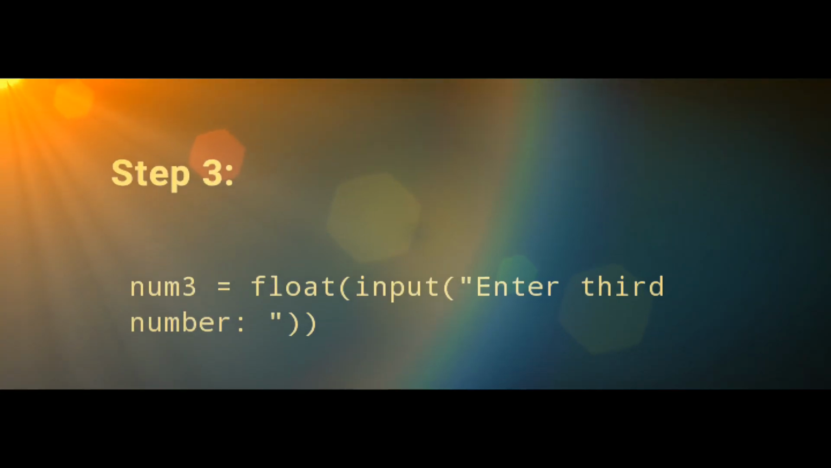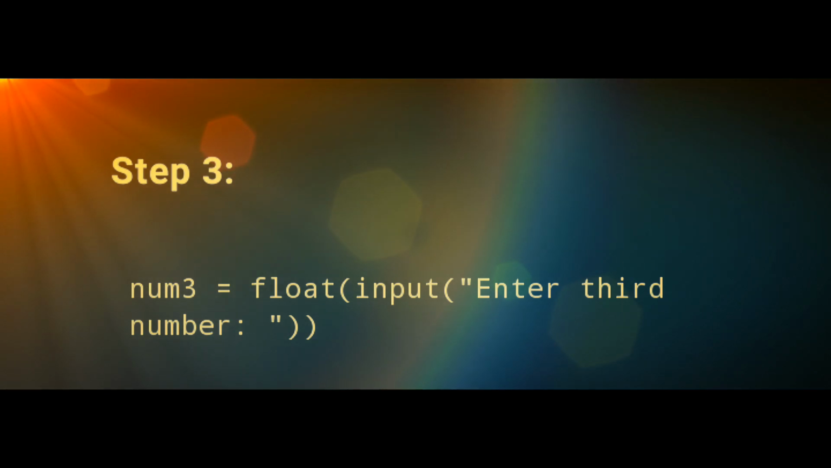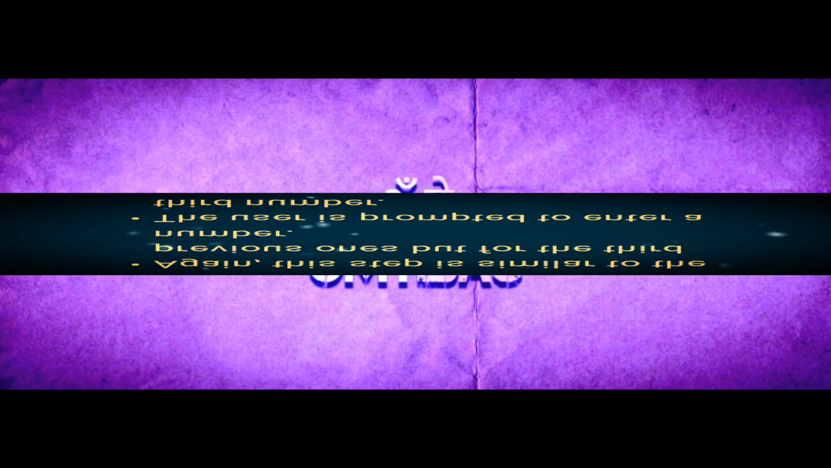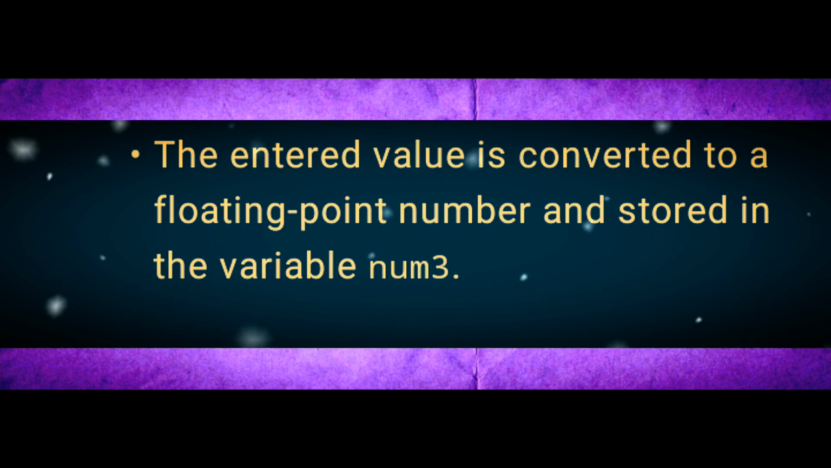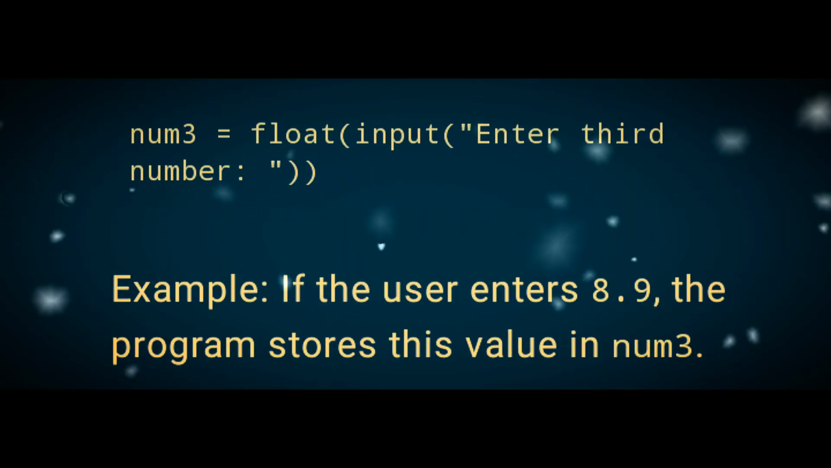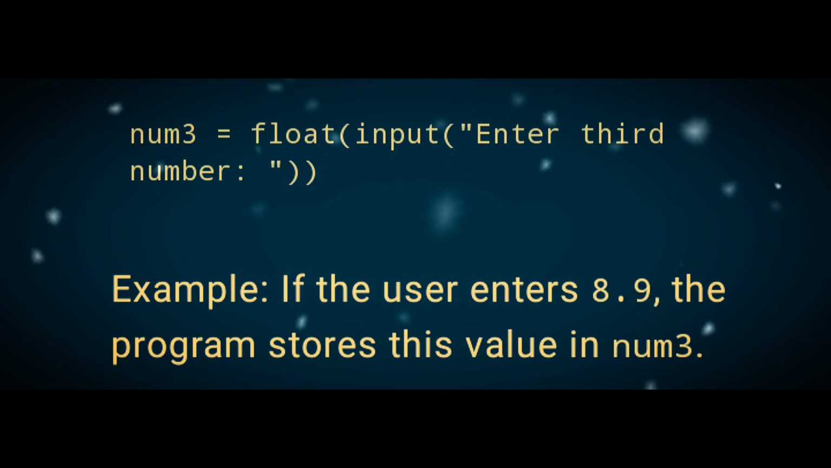Step 3: num_3 = float(input("Enter third number: ")). Again, this step is similar to the previous ones but for the third number. The user is prompted to enter a third number. The entered value is converted to a floating point number and stored in the variable num_3. Example: if the user enters 8.9, the program stores this value in num_3.